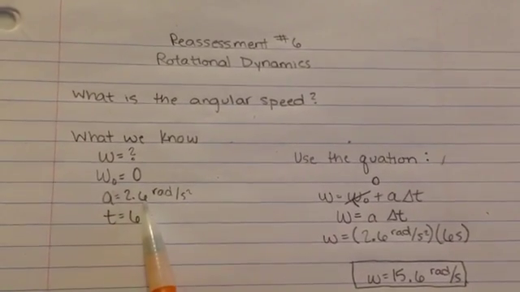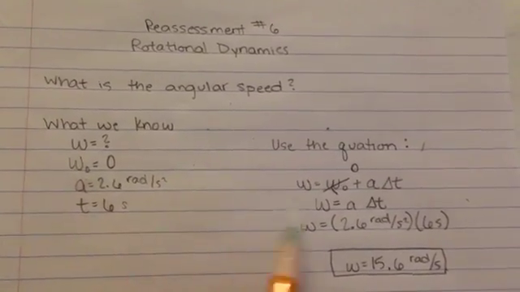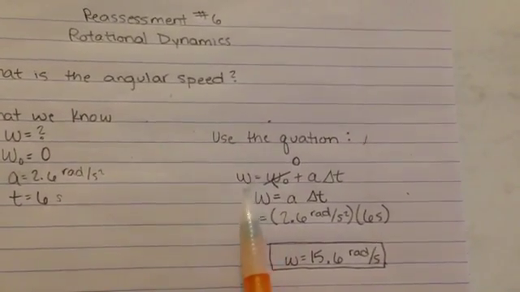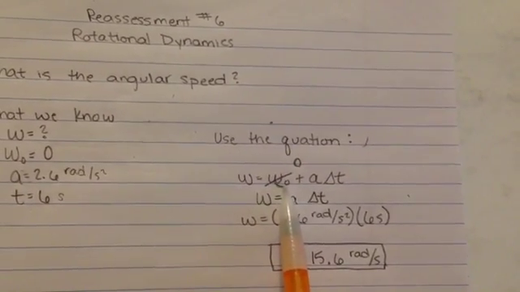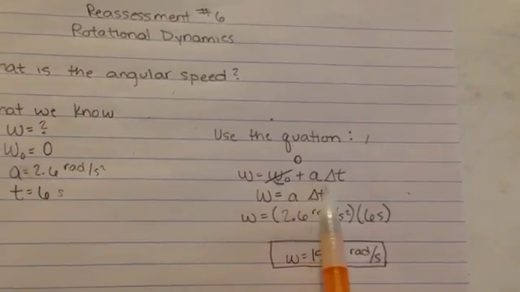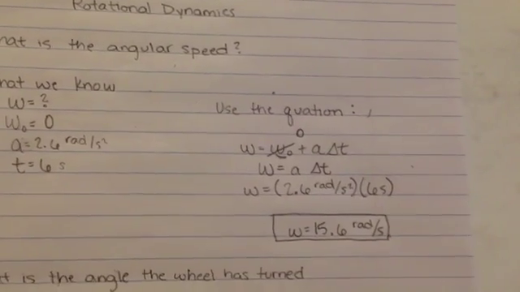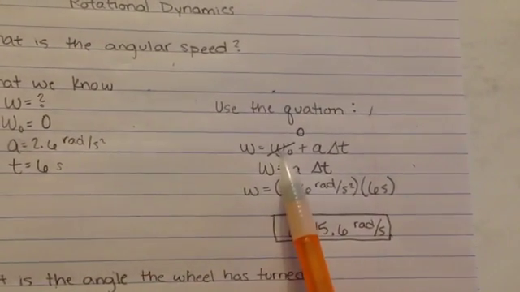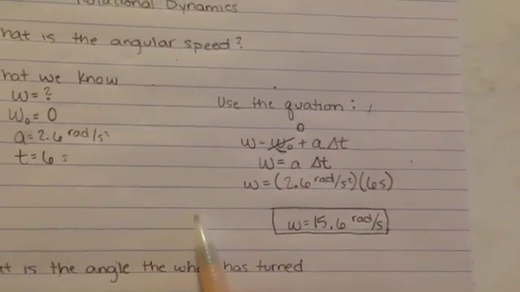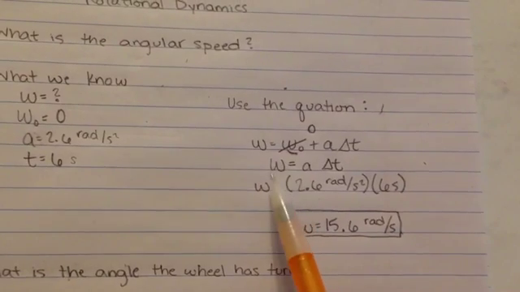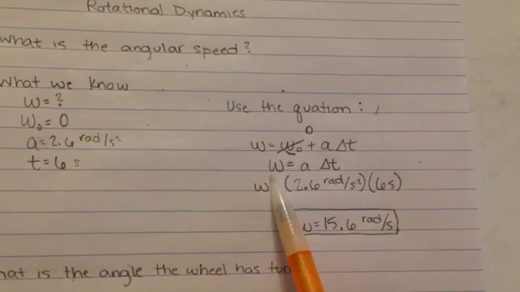The angular acceleration is 2.6 radians per second squared, and the time interval is 6 seconds. So what we're doing is using the equation: angular velocity equals the initial angular velocity plus acceleration times delta t, the change in time. Because we know that the wheel starts at rest, we cancel out our initial angular velocity, and we get angular velocity equals acceleration times delta t.